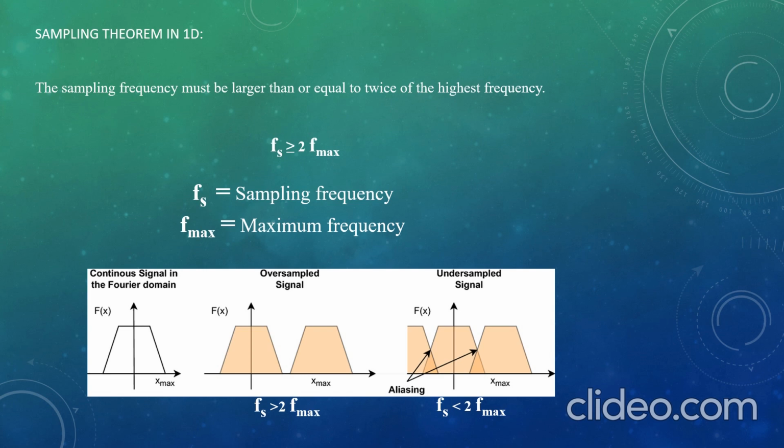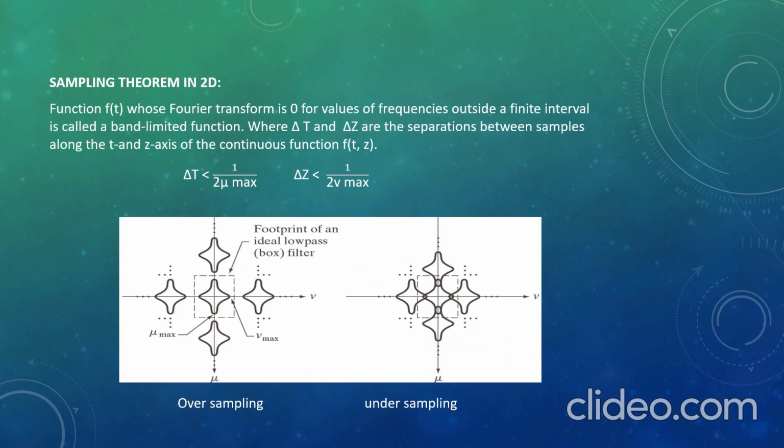Similar to this, let's see the sampling theorem in two dimensions. The sampling theorem in two dimensions is similar to the sampling theorem in one dimension. A function f of t, whose Fourier transform is 0 for values of frequencies outside a finite interval, is called a band-limited function, where delta t and delta z are the separation between the samples along the t and z axis. By following the above conditions, we'll be getting an oversampled signal, violating which we'll be observing the case of undersampling, where loss of information takes place.